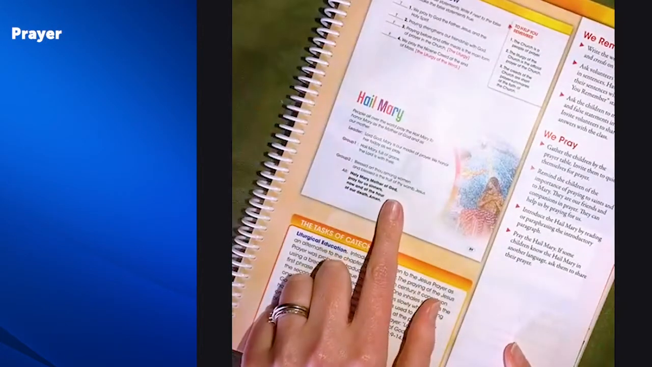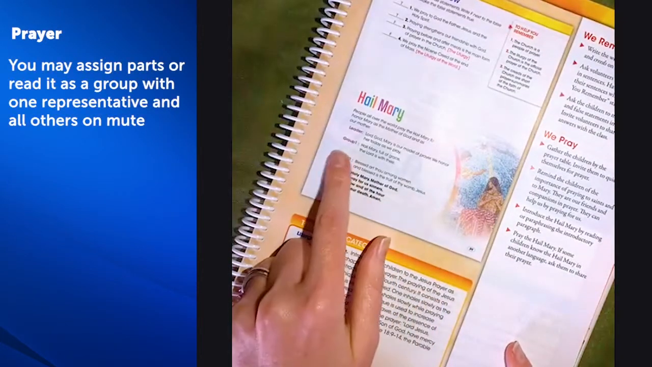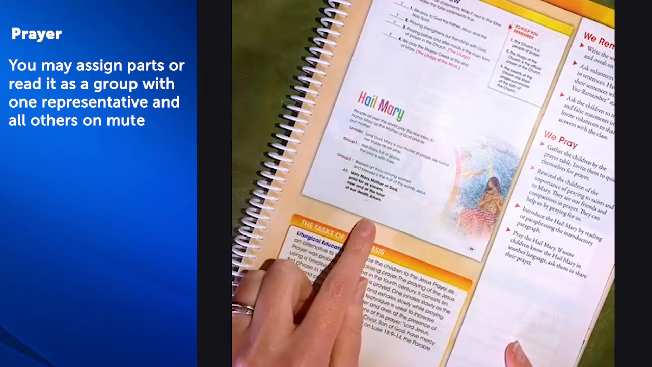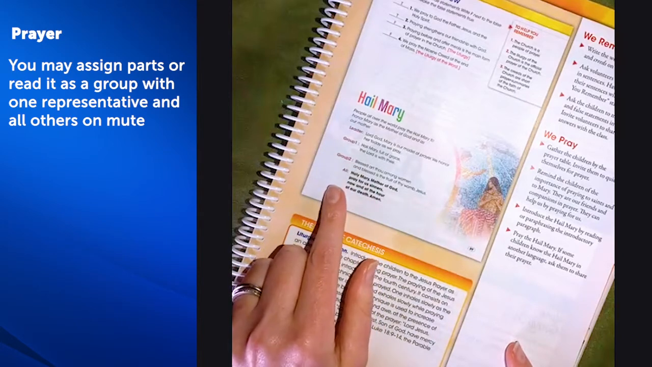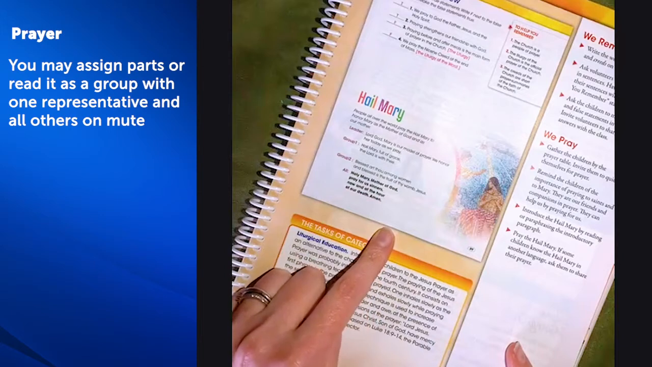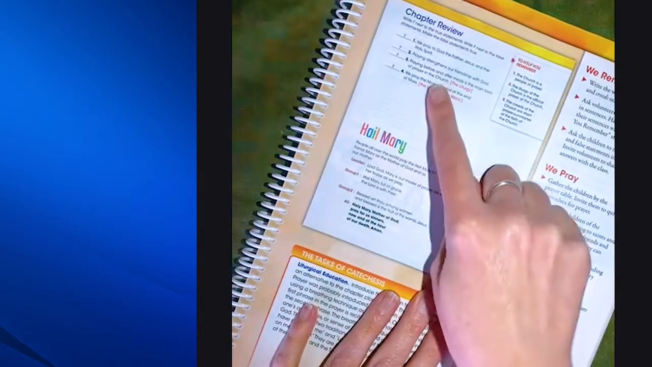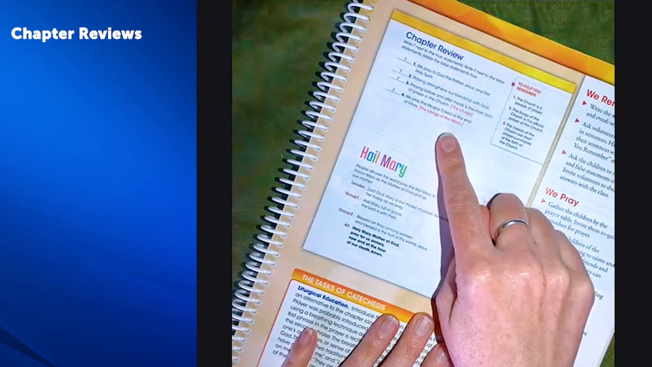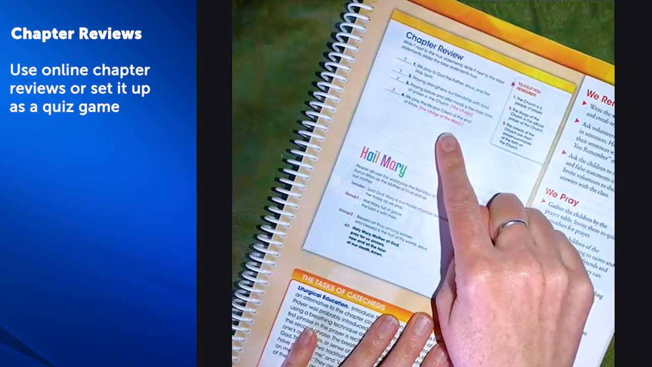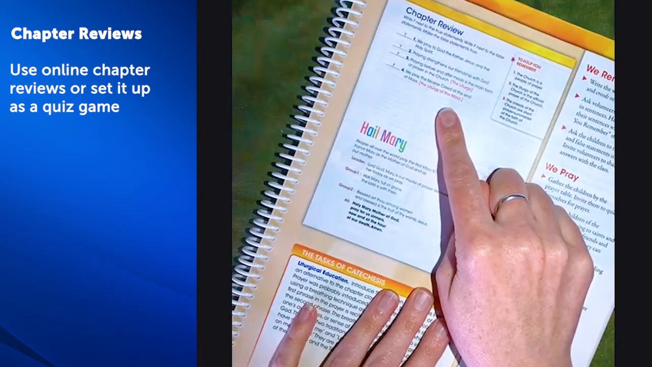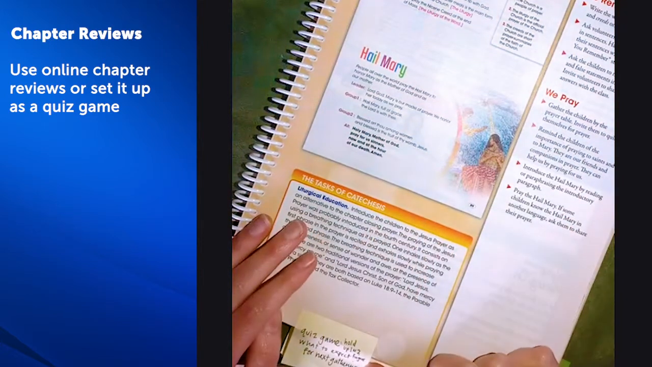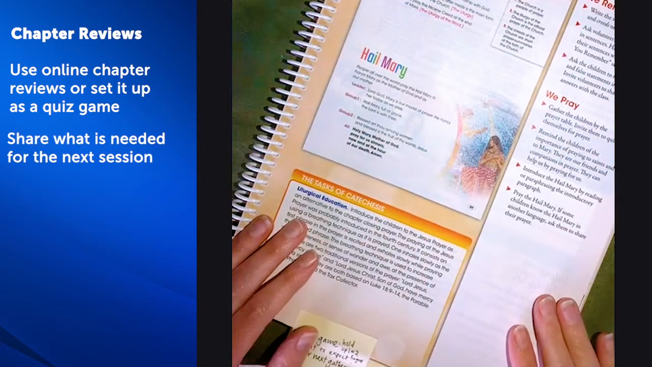The prayer is here, and you may ask them to either assign parts or to read it as a group, or to have one person represent the group while everyone else is muted. The chapter reviews, you can use the online chapter reviews or set up a quiz game for them to practice. And then you would want to tell them what to expect for the next gathering as they move forward.